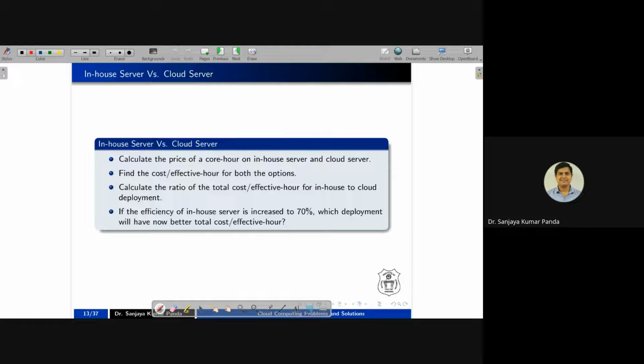So you should not confuse between 2 things. One is core hour, another is cost per hour. Core hour means there are a number of cores we have, so you have to calculate the cost per core. In your system, if you have 4 cores, you are finding what is the cost per core. That is one thing. Second is cost per hour. So these 2 things you have to calculate.